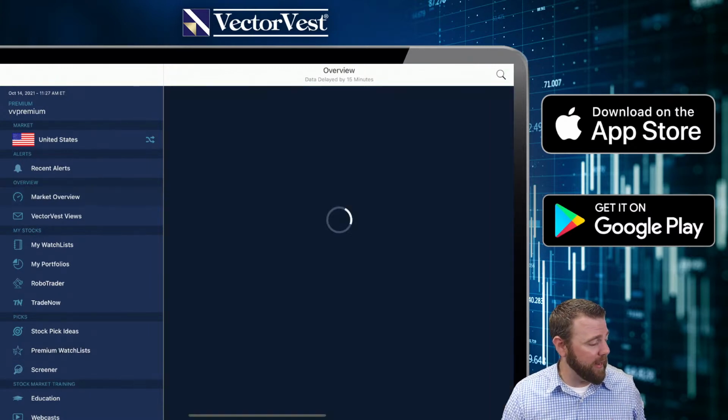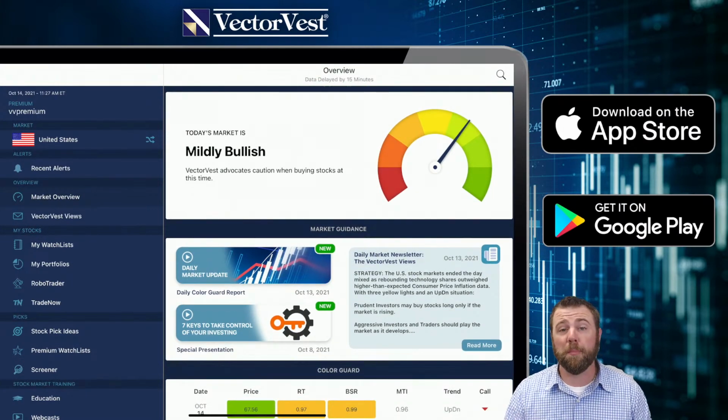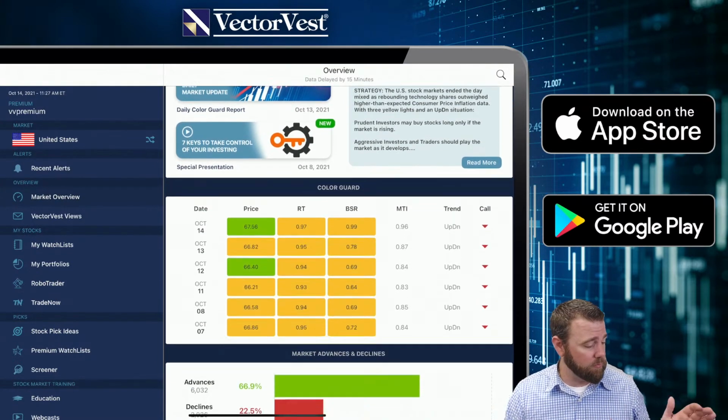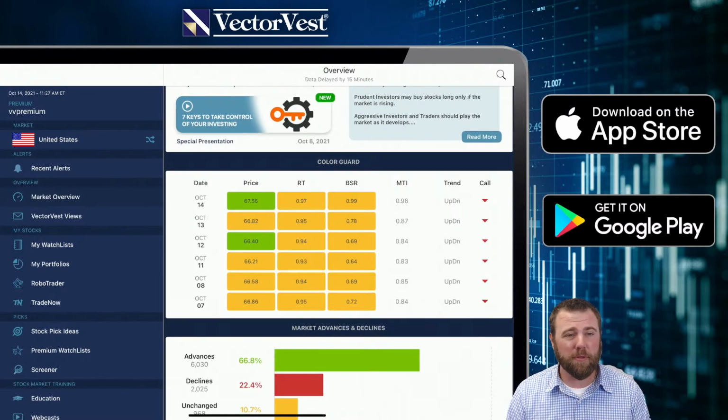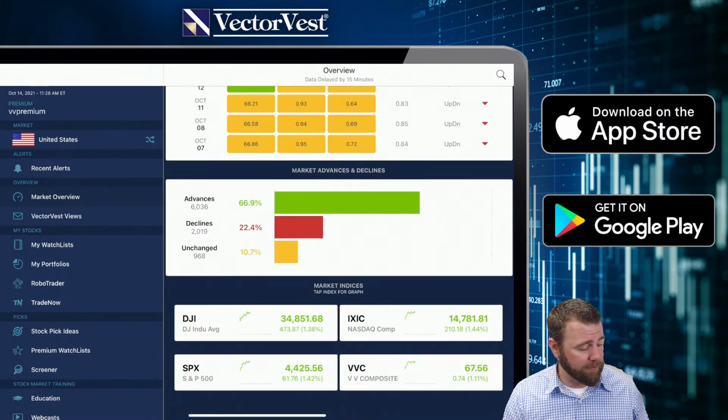All right, so let's go ahead and take a look at what's going on, see if anything has changed so far. We're still one tick into the green, therefore we're mildly bullish still, and VectorVest advocates caution when buying stocks at this time. If we scroll down, we still have that green light in the price column. RT pulling back a little bit, I believe, from where we looked at yesterday, or from where we looked at the very beginning. Buy to sell ratio still staying right below that level of 1. Looking at advances and declines, advances have pulled back a little bit, now at 67% rather than 69%. Decliners are picking up a little bit from 20 to about 22%. So we're seeing a slight pullback in the market for the time being.